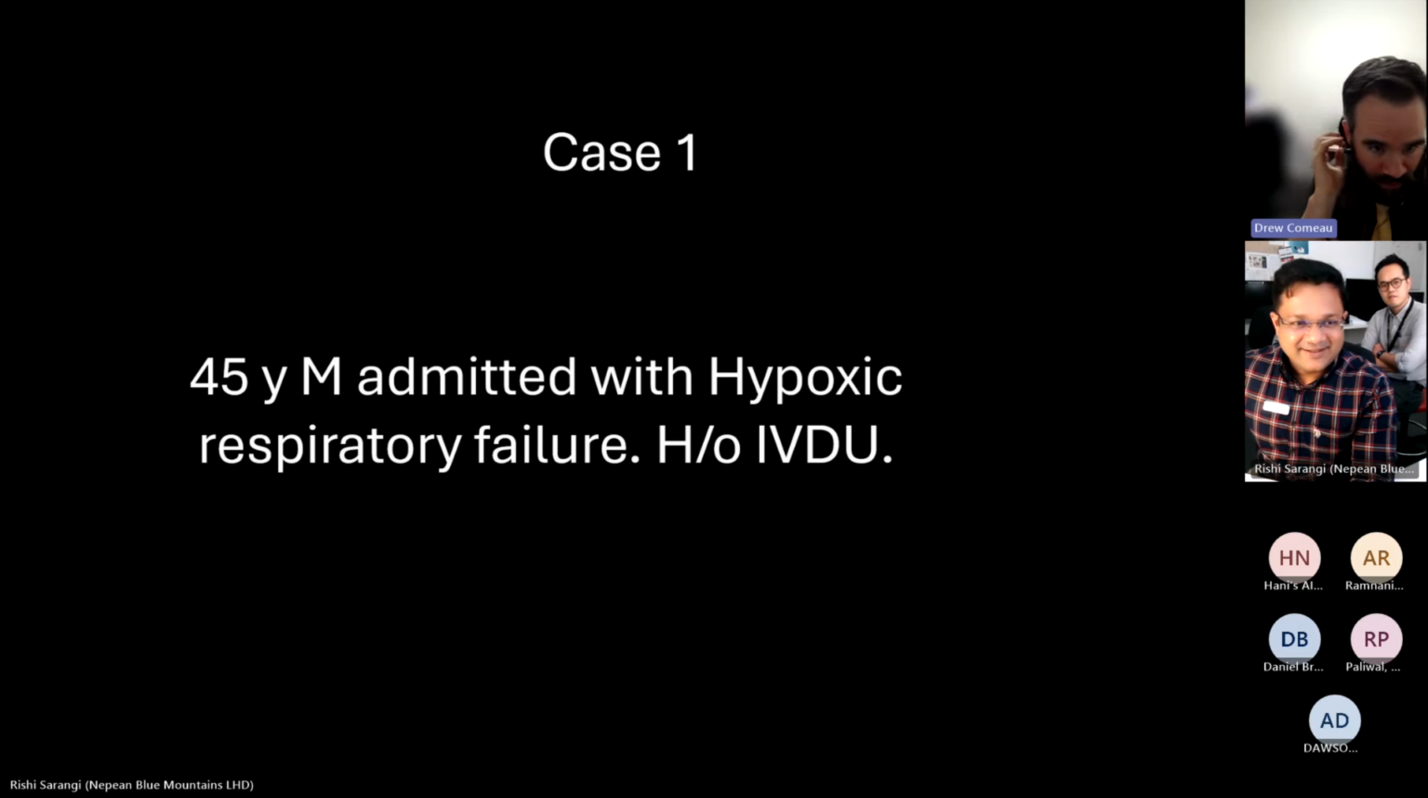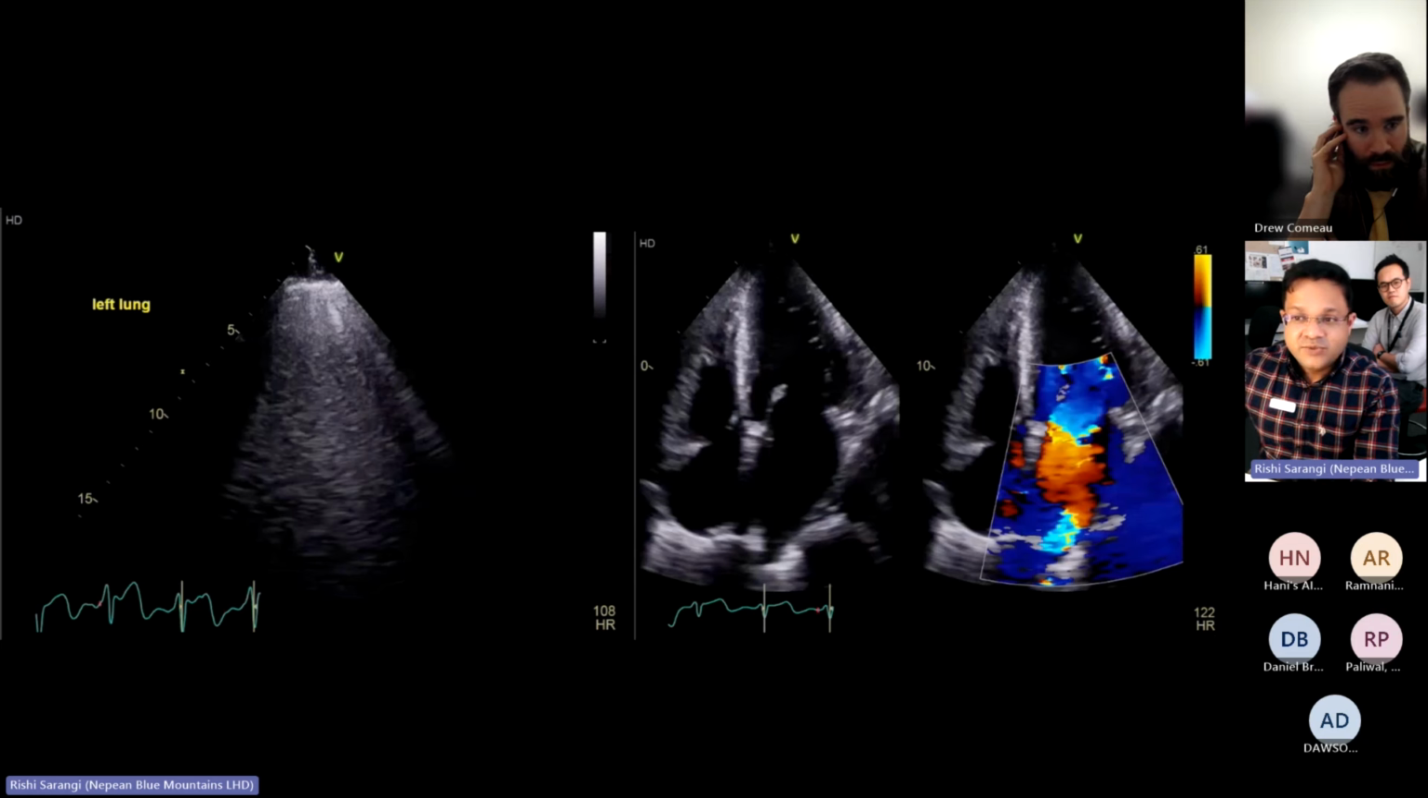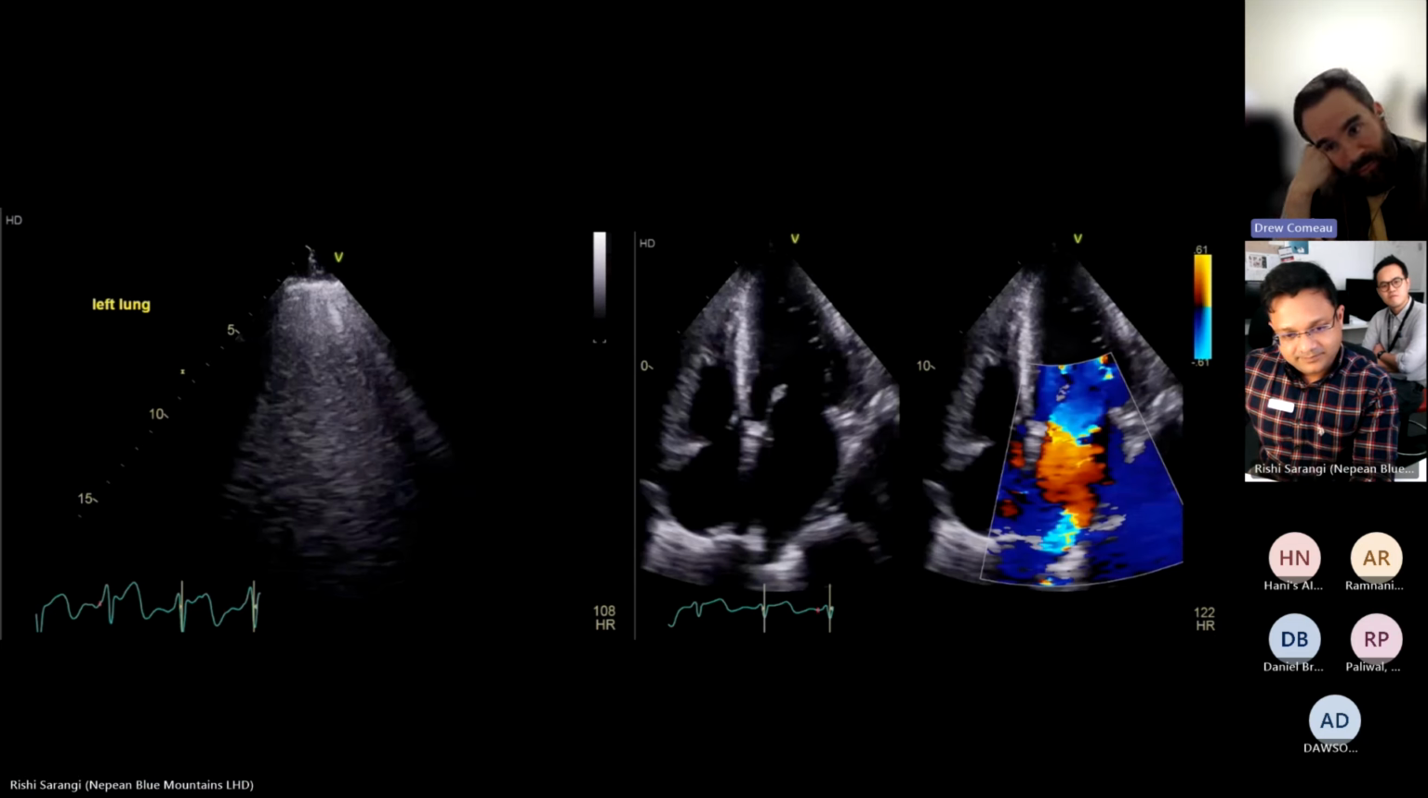Hypoxia, respiratory failure, IVDU, 25. Okay, so the main thing is we want to know what's the cause of hypoxia in this patient. Yes, Drew. Okay, so hypoxic respiratory failure, IVDU. My illness script is thinking towards endocarditis and pulmonary edema. Obviously the differentials could be far broader than that, but that's what's coming to mind.